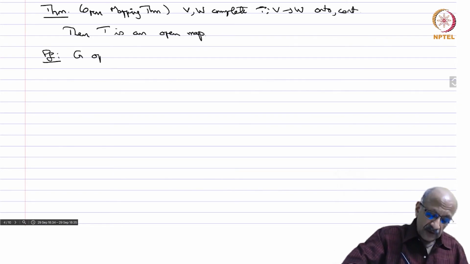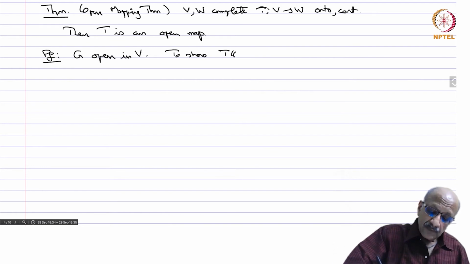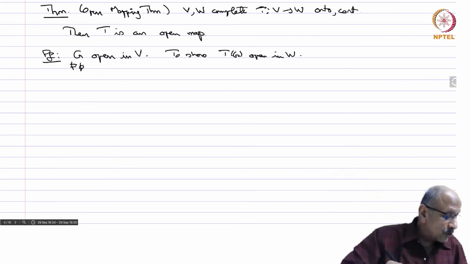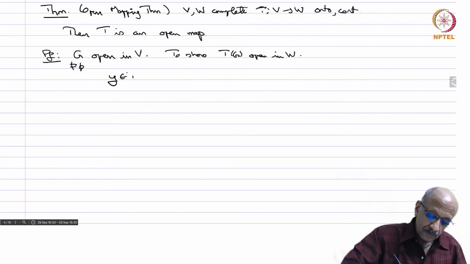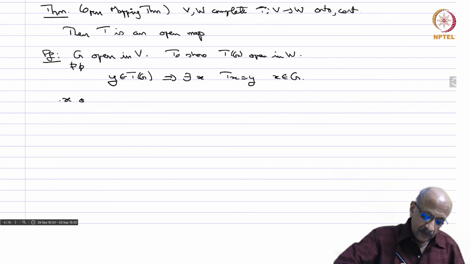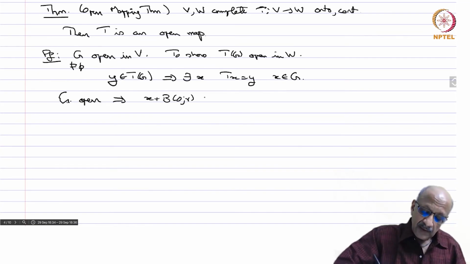So let G be open in V. To show: TG is open in W. This is non-empty, of course, otherwise there's nothing to do. So let us assume that y belongs to TG. This means that there exists an x, because T is onto, such that Tx equals y and x is in G. G is open, which implies x plus B_V(0,R) is contained in G.